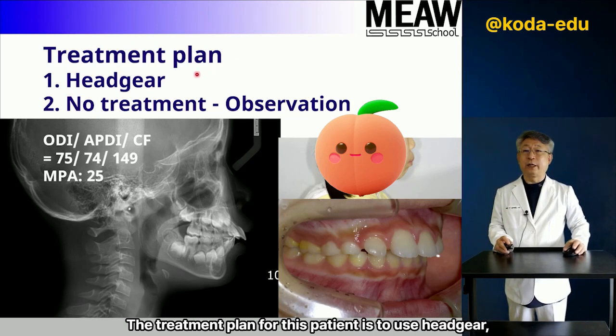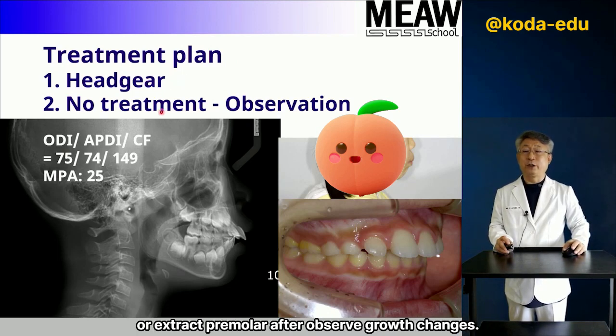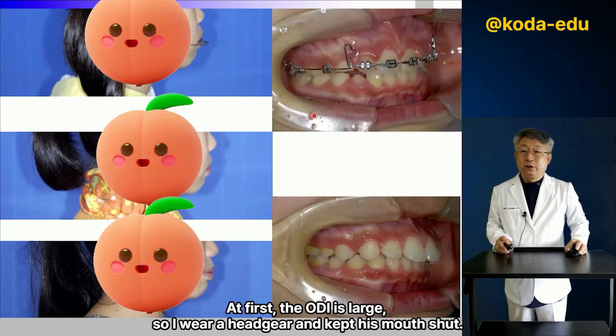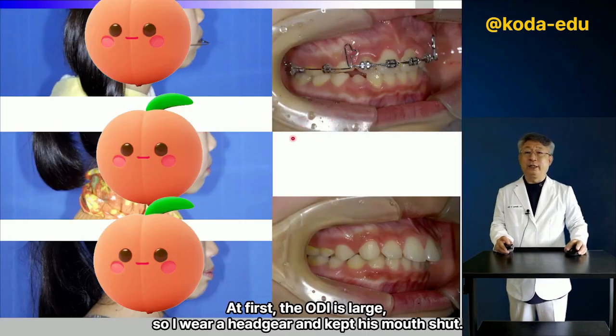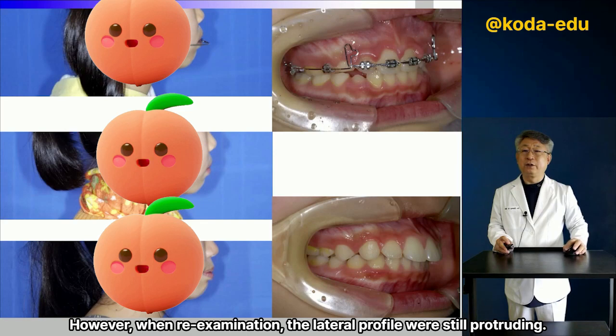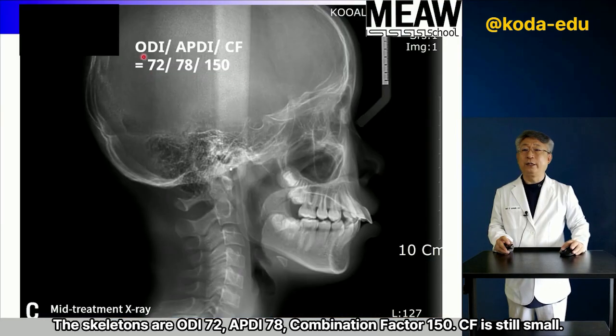The treatment plan for this patient is to use headgear or extract premolar after observing growth changes. At first, the ODI is large, so I had him wear a headgear and keep his mouth shut. However, at re-examination, the lateral profile was still protruding. The skeleton is ODI 72, APDI 78, combination factor 150, CF is still small.